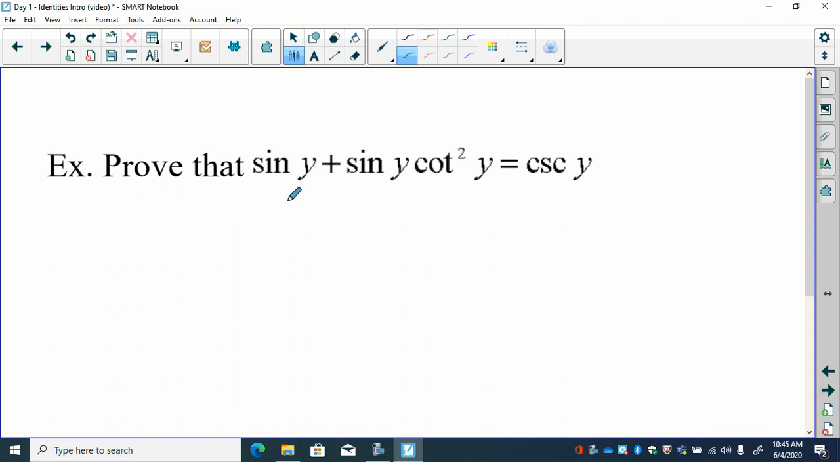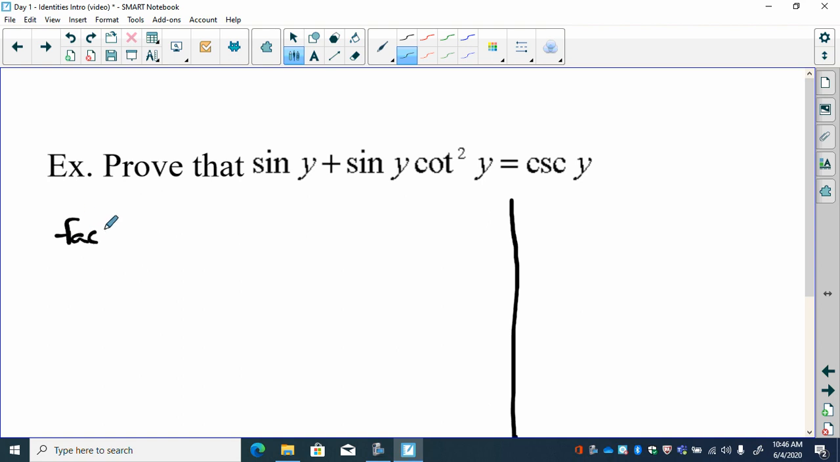One more, this one gets a little trickier. There's one extra step. So it's not just direct substitution involved in this. There's a little more to it. So we have sine y plus sine y times cotangent squared y equal to cosecant y. So through some mathematical manipulations and direct substitution, I can prove that the left-hand side equals the right-hand side. Now, what you may notice is that on the left-hand side, I actually have two terms. Sine y is one term. Sine y times cotangent squared y is a second term.